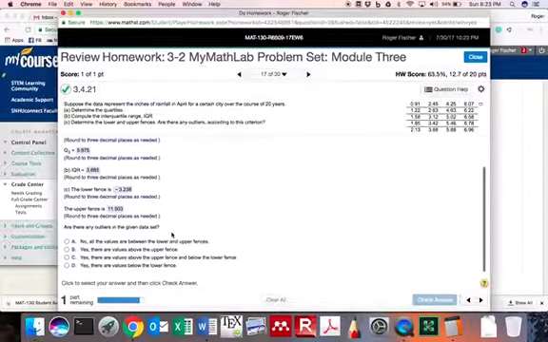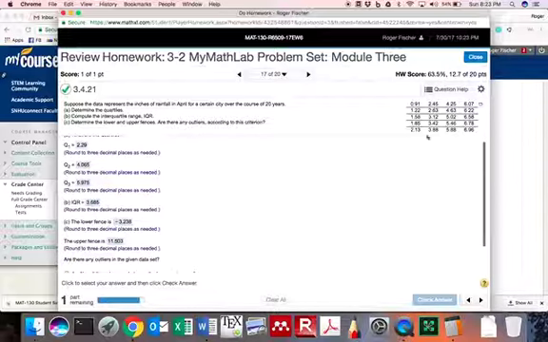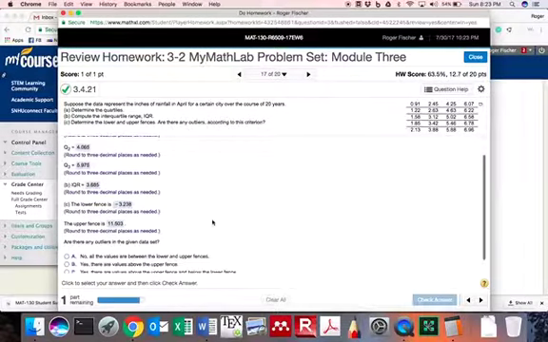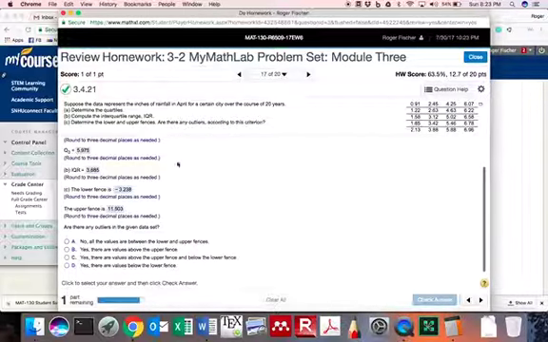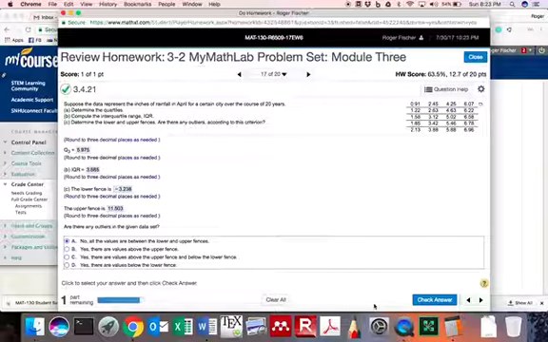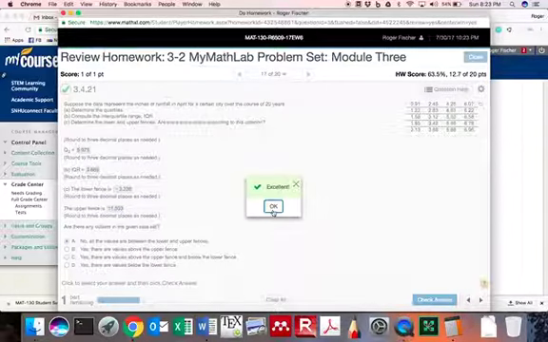Excellent. Right on. Are there any outliers in the given data set? Well, the smallest observation is 0.91, which is bigger than the lower fence, so there are no outliers in that direction. The biggest observation is far less than the upper fence, so no, all the values are between the lower and upper fences. So that's how you solve this kind of problem with StatCrunch.